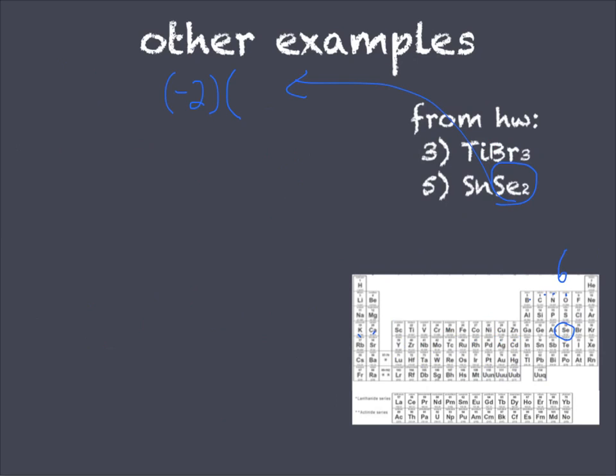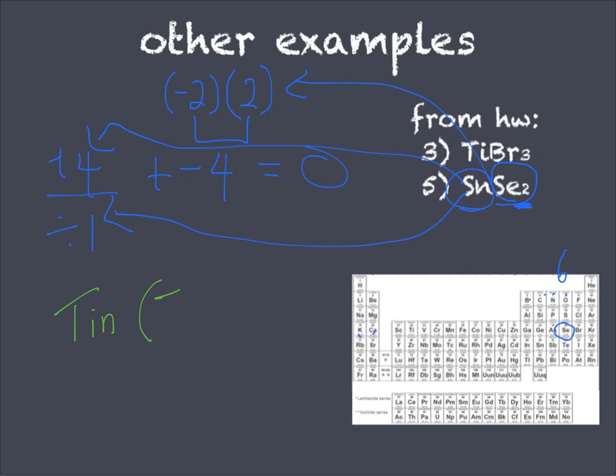So -2, but there are 2 of them right here. So right now the overall charge is -4. So something plus -4 is going to give me 0. I see that +4 plus -4 is going to give me 0. And I only divide it by 1 because there's only one tin, which tells me that its name is going to be tin(IV) because it's giving away 4 electrons. Tin(IV) selenide, "ide."